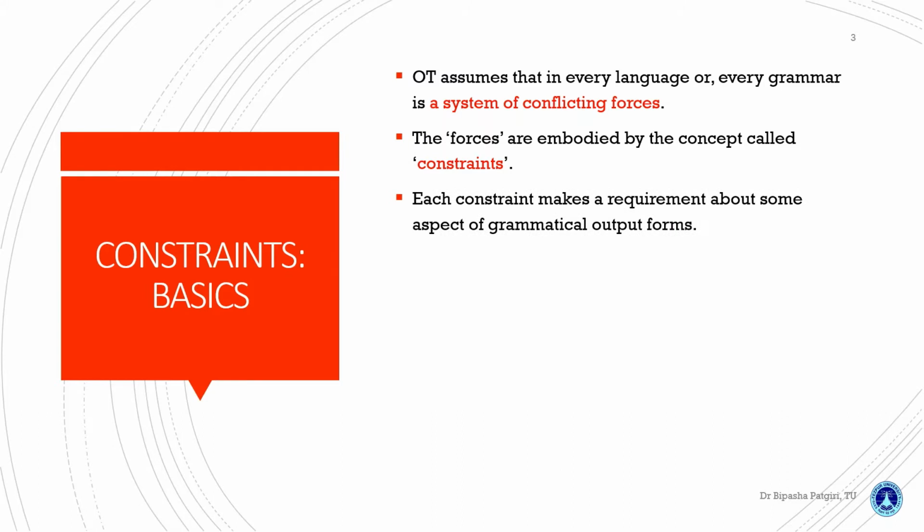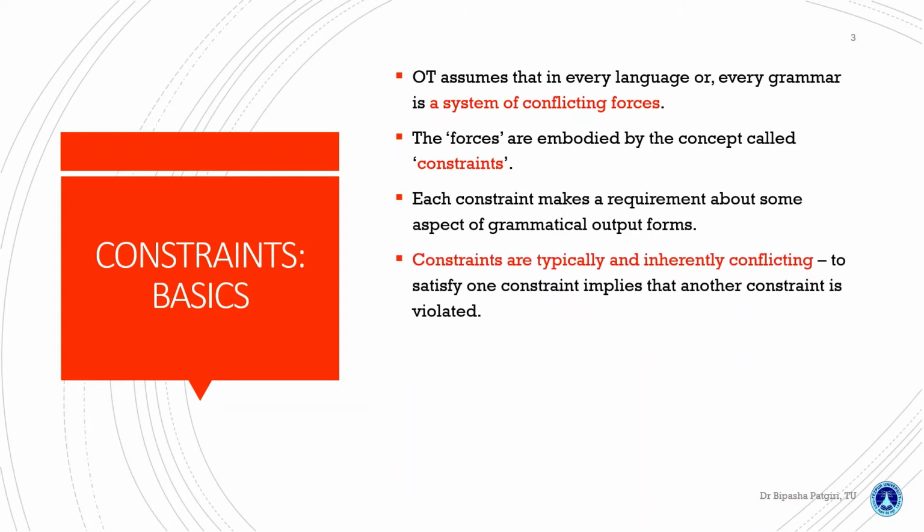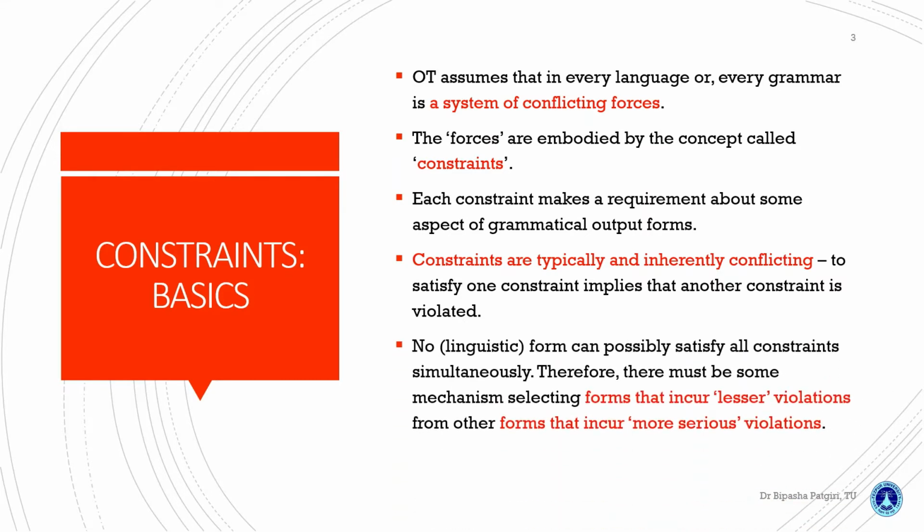Each constraint makes a requirement about some aspect of grammatical output form. Constraints are typically and inherently conflicting. That means to satisfy one constraint implies that another constraint has been violated. No linguistic form can possibly satisfy all constraints simultaneously. Therefore, there must be some mechanism selecting forms that incur lesser violations from other forms that incur more serious violations.